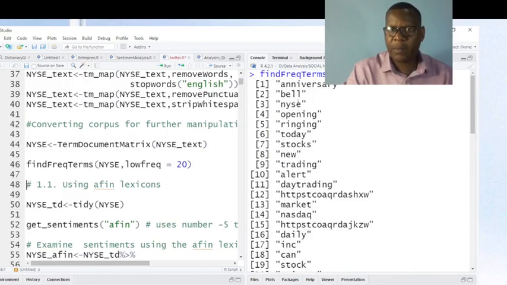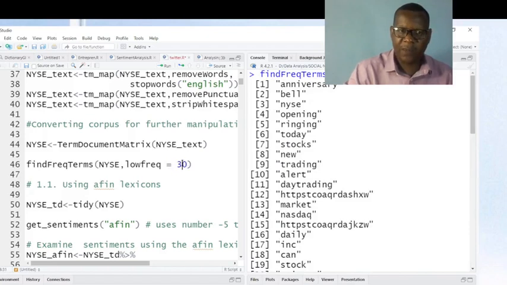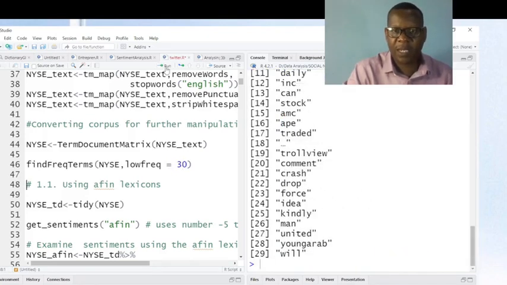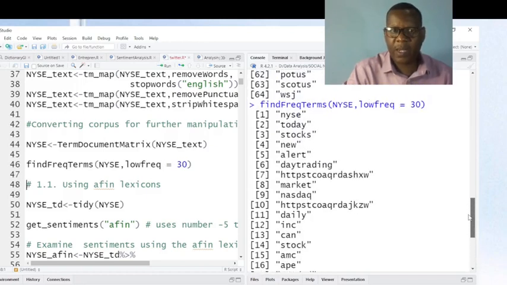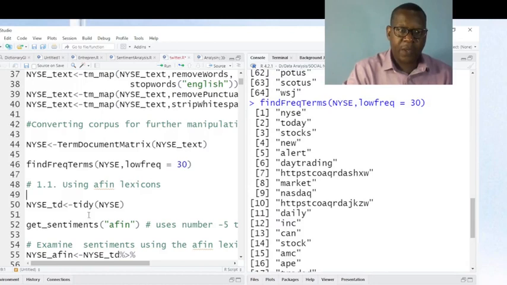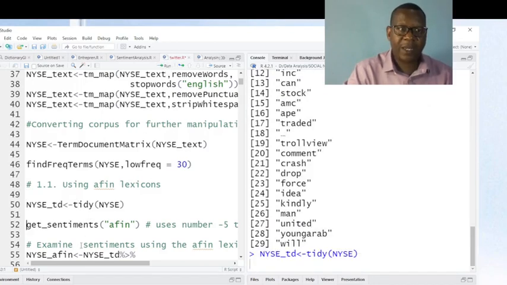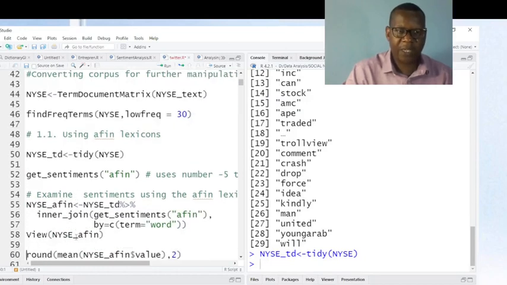You see those words which were used at least 20 times. And I can also change this by indicating, for instance, instead of 20 times, words which were used at least 30 times. Now you see those words and so on. Okay, friends, now let's transform my corpus into my term document matrix by running this command. And now I can perform sentiment analysis.